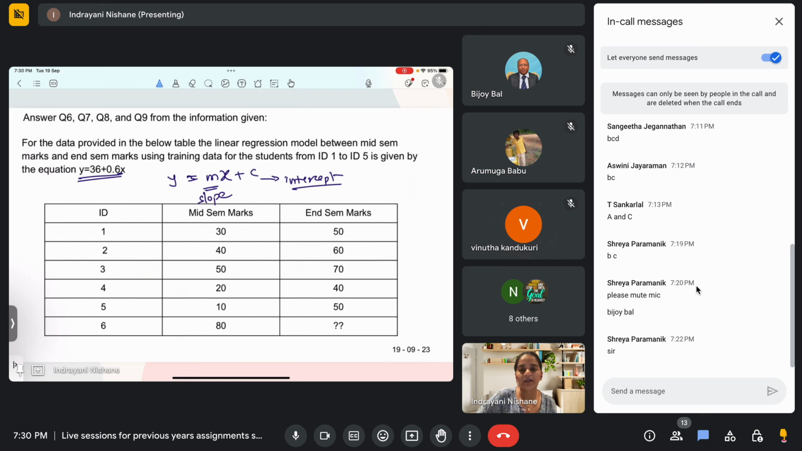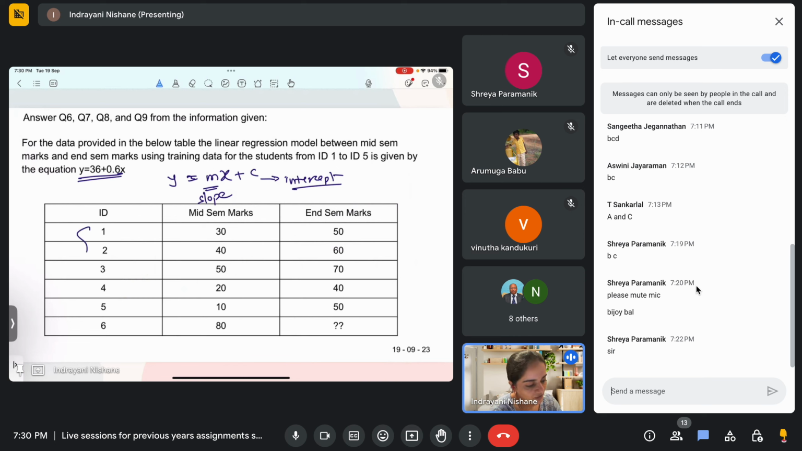Yeah, so what would be the intercept value? 36. And what would be the slope value? 46. Yeah. So now this is the table which is given to us: student ID, mid-sem marks and end-sem marks. What they have asked is, build a linear regression model between mid-sem marks and end-sem marks using this training data set from ID 1 to 5.